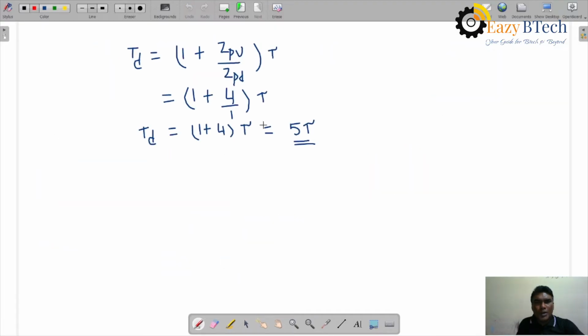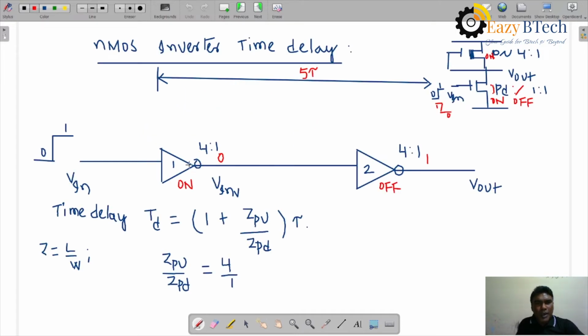You see this one. According to this 4 by 1 ratio, the total time delay when input is applied, in this cascading connection of inverter 1 and inverter 2, which is an NMOS inverter, is 5 tau from input to output. Now, what is the first inverter time and what is the second inverter time? What is the on time of this inverter? What is the off time of this inverter?